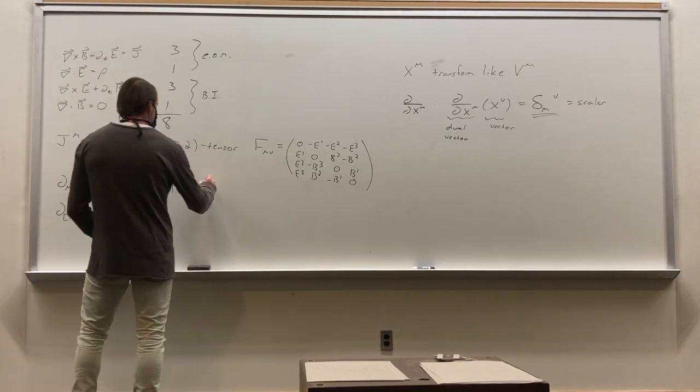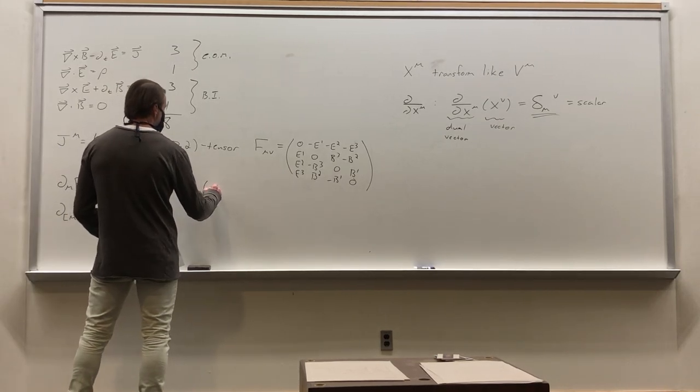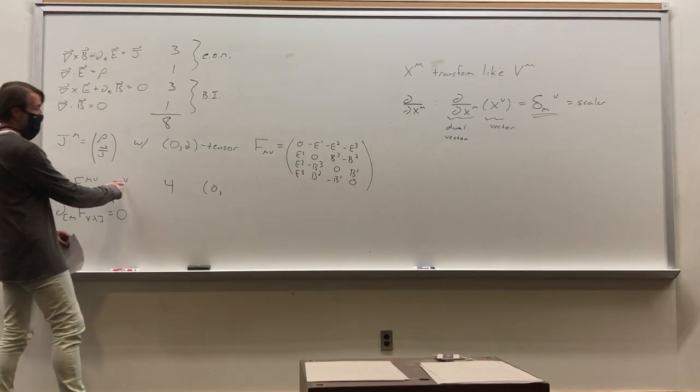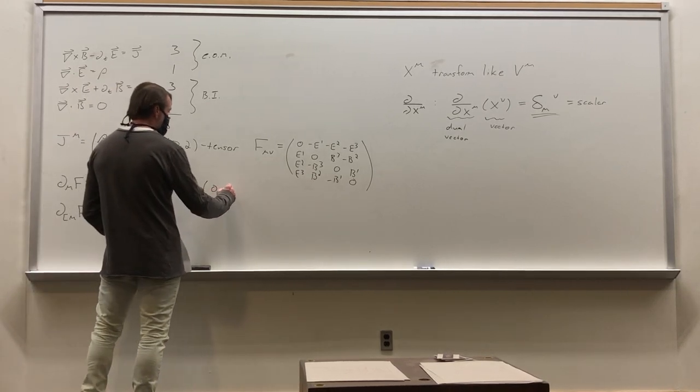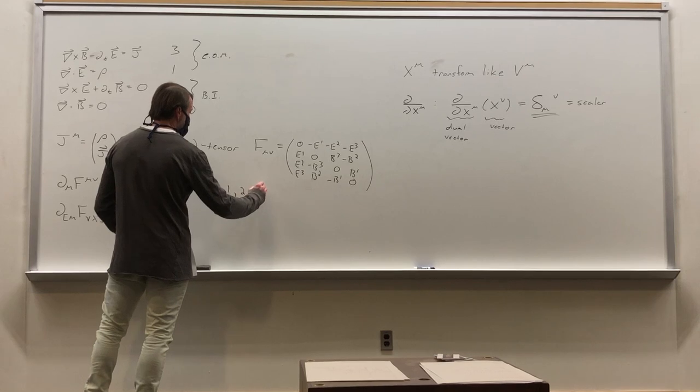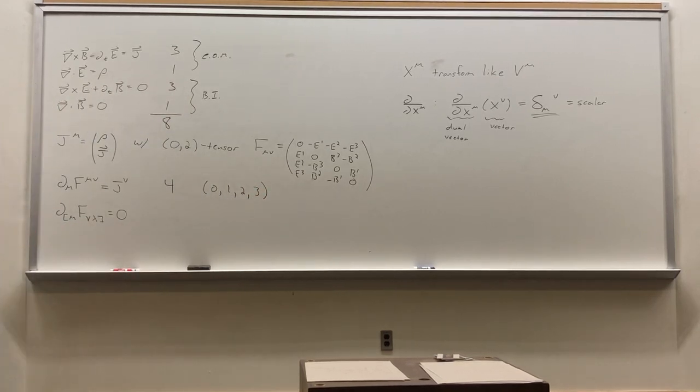I can say that these four equations come from picking the value of nu to be either 0, 1, 2, or 3. Well, first of all, how many do we need to get from this? Four. Because as many equations as we have here, we should also have here. We've gotten four, we need four more.